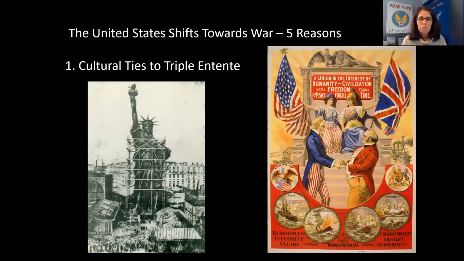But we do shift towards war. We do end up shifting towards war. And there are 5 reasons. So I'm going to go through each of these 5 reasons, and I'll try to be fairly quick.